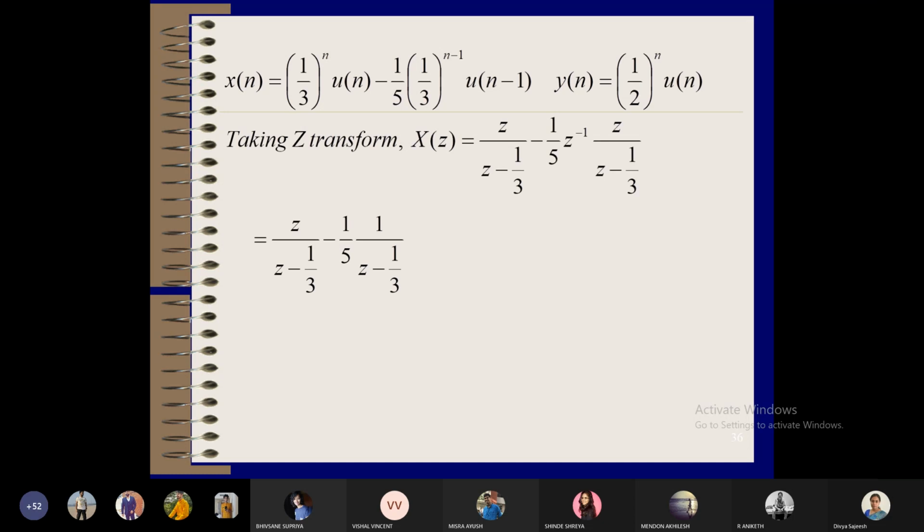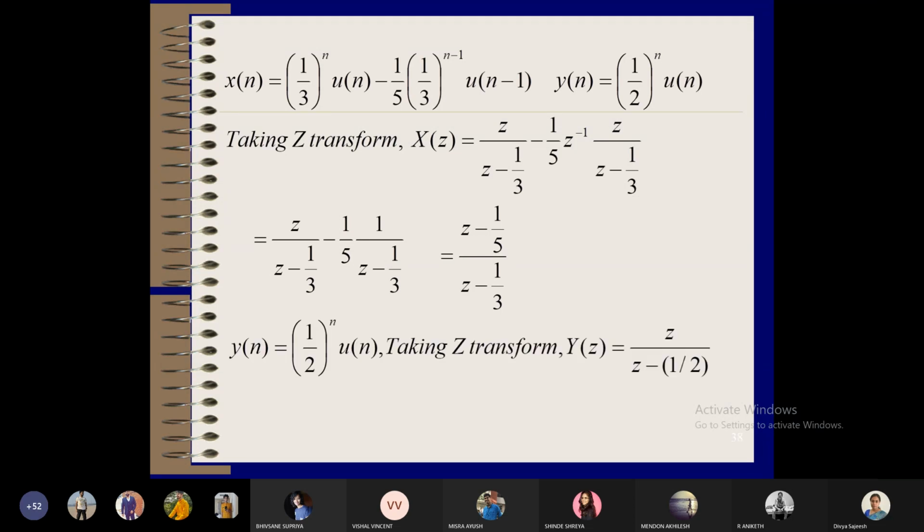So you will obtain z upon z minus 1 by 3 minus 1 by 5 into 1 upon z minus 1 by 3. Now you can take the LCM of that. If you take the LCM, the same denominator z minus 1 by 3 is there. So z minus 1 by 5 upon z minus 1 by 3. Now you have to take the z transform of the given output equation y of n. So if you take the z transform, you will get z upon z minus 1 by 2.